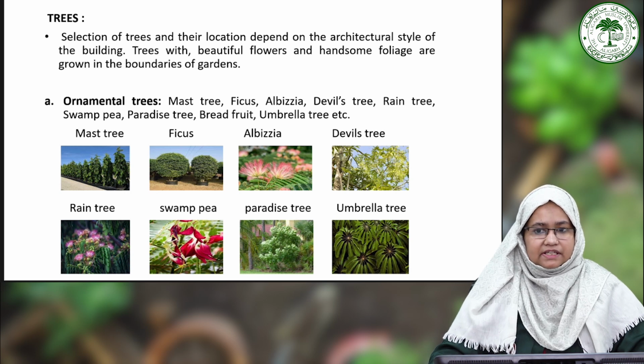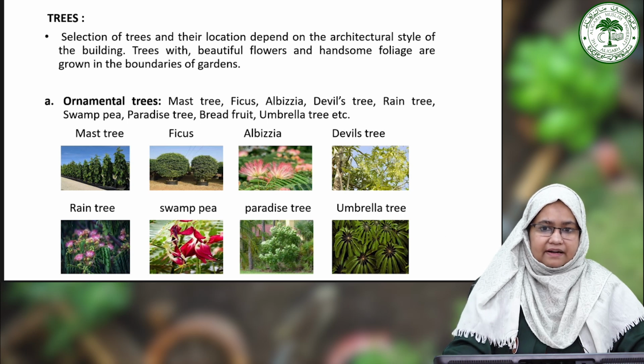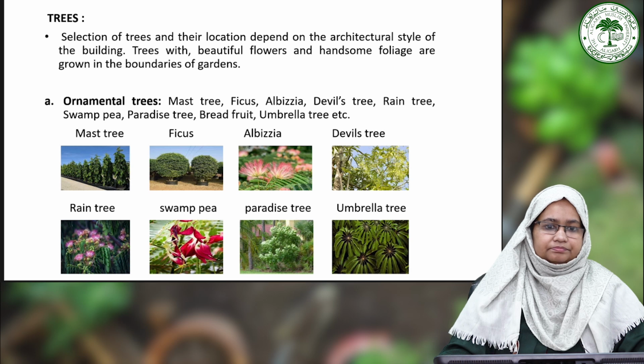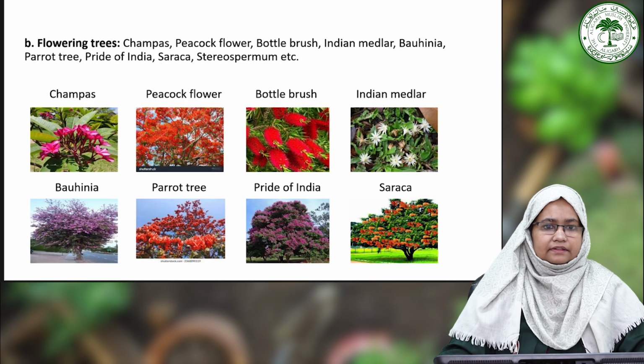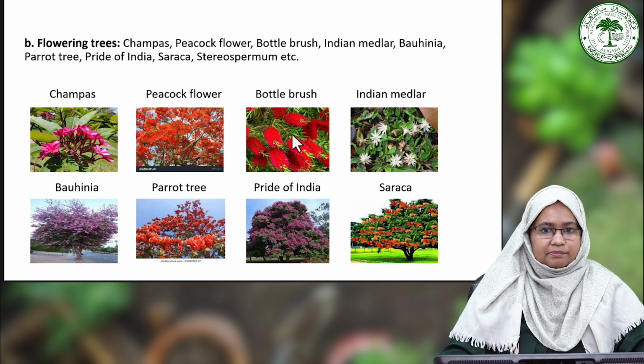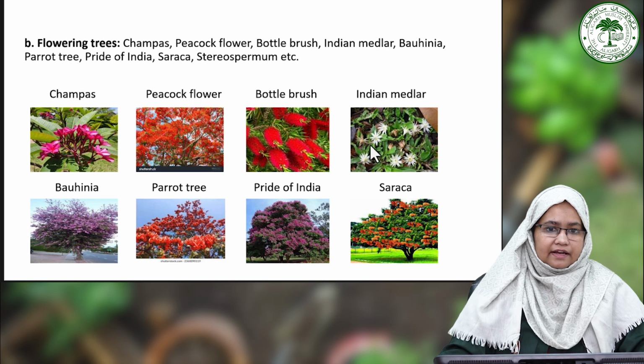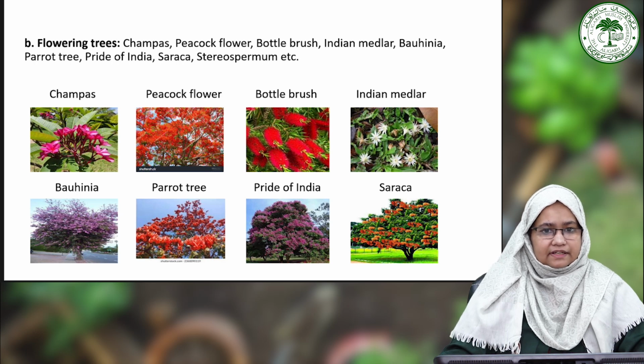First, ornamental trees like moss tree, ficus tree, albizia, devil's tree, rain tree, swamp tree, paradise tree, umbrella tree. These ornamental trees can be planted in institutional gardens. Then next is the flowering trees like champa, peacock flower, bottle brush, Indian medlar, bauhinia, parrot tree, pride of India, saraca. All these are flowering trees which add color as well as texture to the institutional gardens.